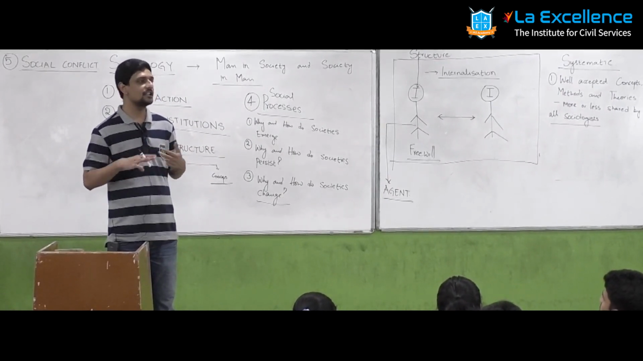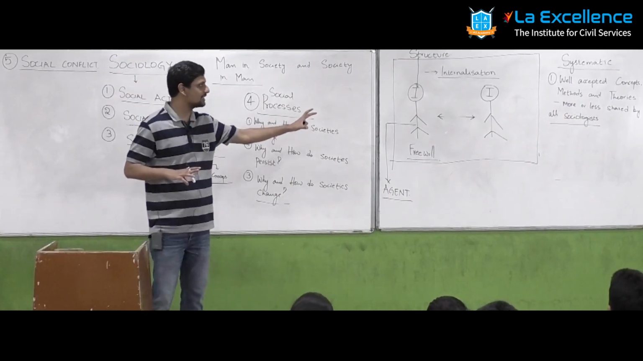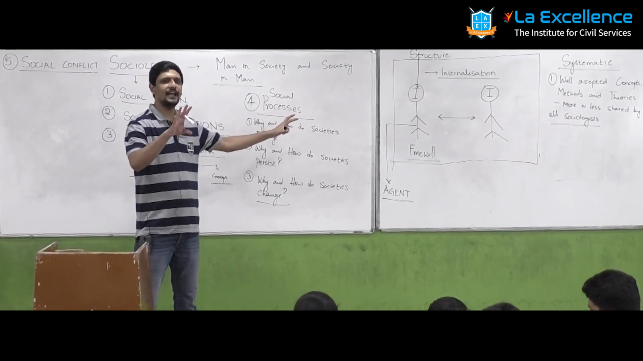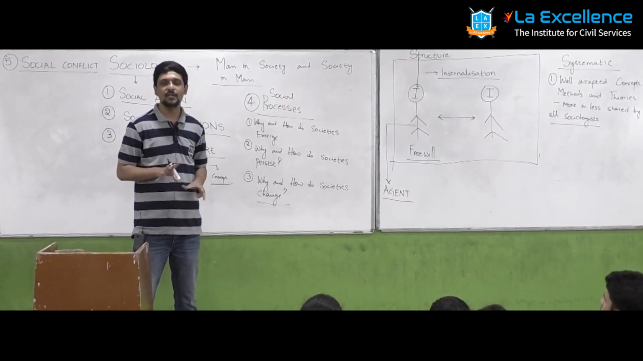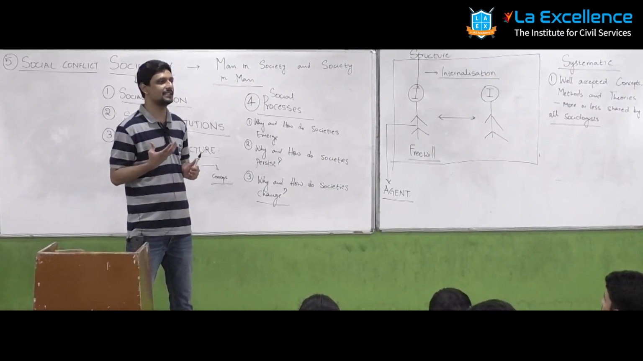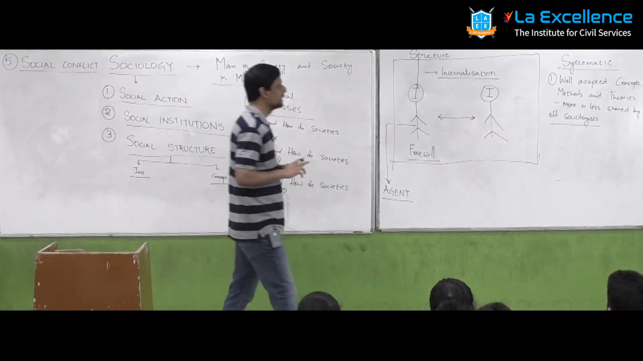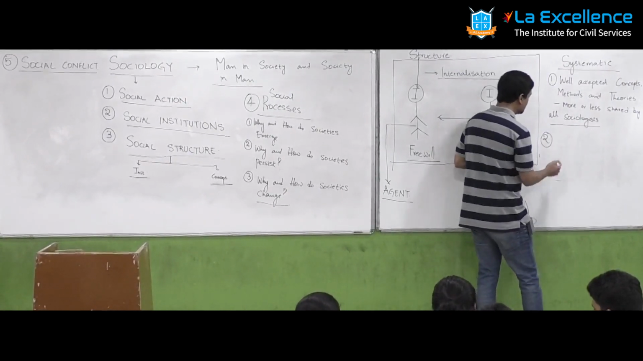A theory means a higher order generalization of facts. Now let us not get into that. Just understand it as the English word theory. There are some theories, methods and concepts which are shared by sociologists in common. That is why we say it is a systematic study.